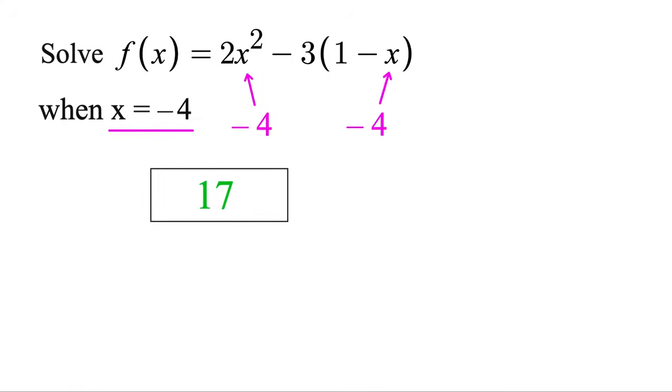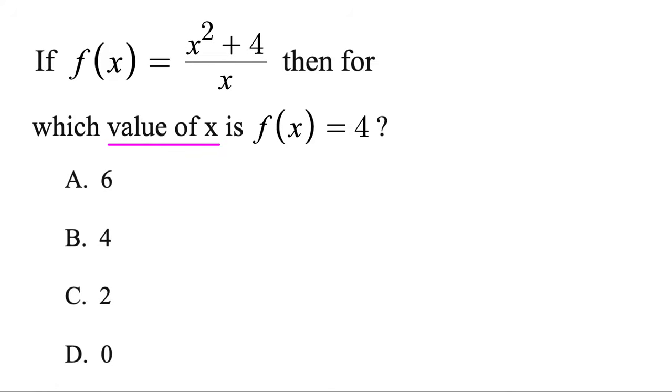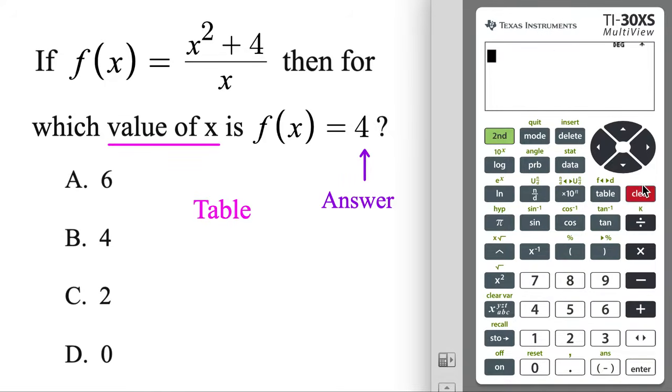But one final style that you could see, which is the value of x when f of x is equal to 4. But when they write it this way, the 4 is hanging out by itself at the end. That's actually the final answer. So which of these answers, when we plug them in here, is going to give us 4? But the fastest way to do it is using the table button, so let's see that.